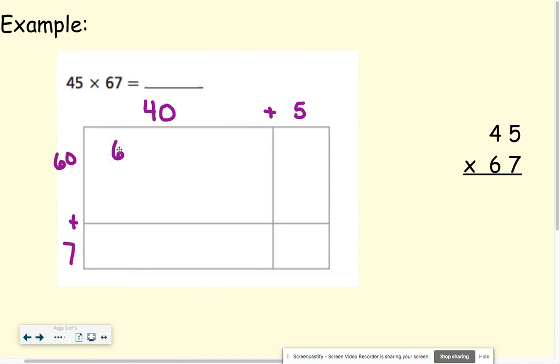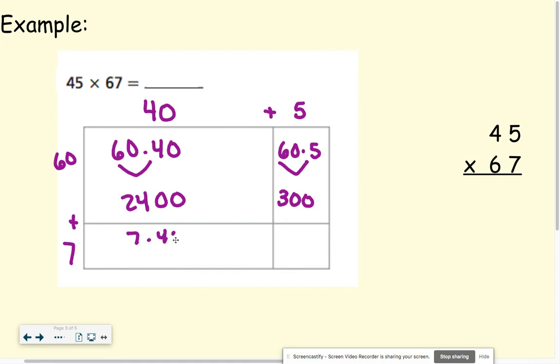In this box, we're going to do 60 times 40. 6 times 4 is 24. And we have two zeros. 60 times 5. We have 30 with 1 0. 7 times 40. We have 28 with 1 0. And 7 times 5 is 35.